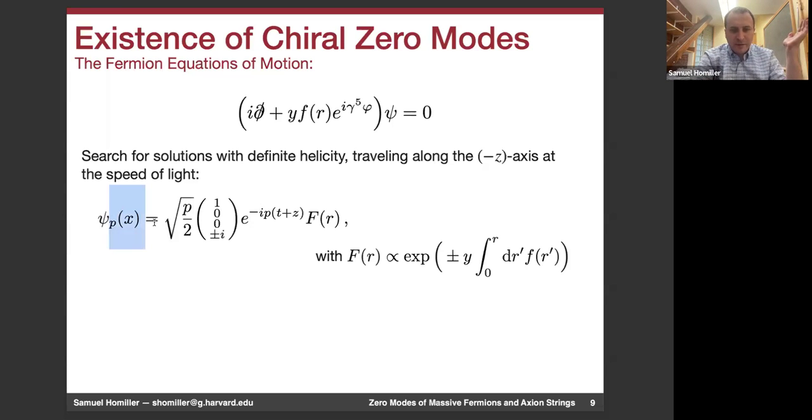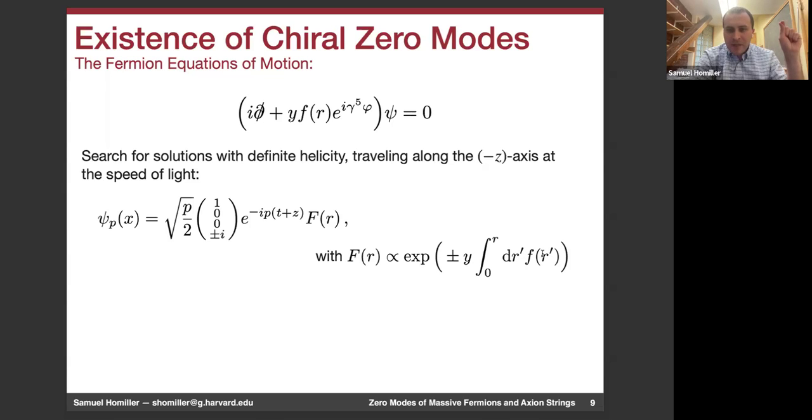So I take my fermion field and write down this ansatz that looks like this, moving at the speed of light. I have this fixed helicity that I can take to be plus or minus. Now I solve for the profile of this fermion, which is going to be capital F for the rest of the talk. You plug this into the equations of motion, and you find that F of r is, up to some normalization factor that you have to fix, just this exponential related to the scalar field profile here.